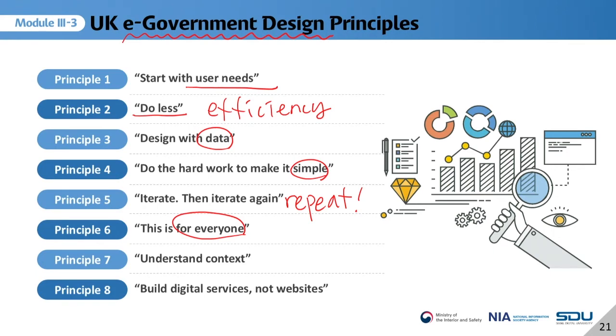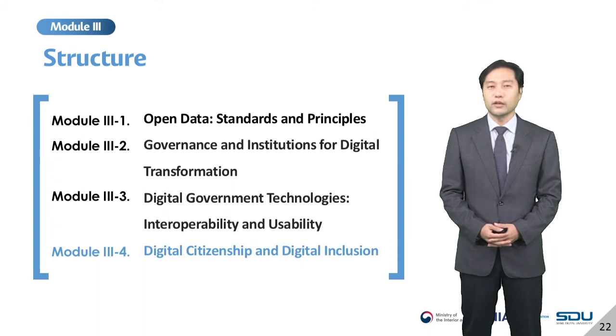The seventh principle, understand context. So e-government design is contextualized. And the final principle, e-government design is built on digital service, not websites themselves. So this web page, this e-government should seek to deliver digital services. That's the original and ultimate goal. The final issue of Module 3 will be digital citizenship and digital inclusion.